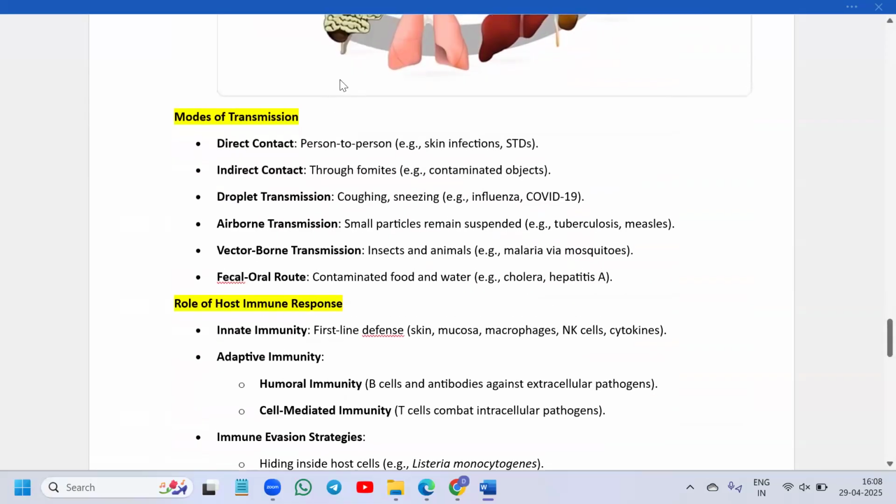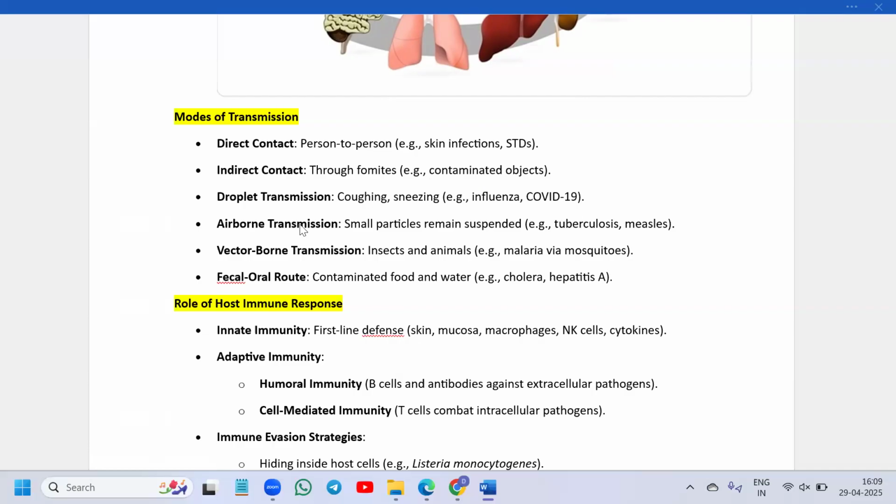The modes of transmission. What is a mode of transmission? So from one person to another person, how is the infection transmitted? One is direct contact, person to person, like skin infections, right? And sexually transmitted diseases is person to person contact. Indirect contact through fomites. Yes, these are contaminated objects, like a person sneezing and he's keeping his handkerchief in some other place and that handkerchief is used by some other person. Yeah, so these are all indirect contact. Droplet transmission like coughing, sneezing, these are droplets through which your infections will spread.